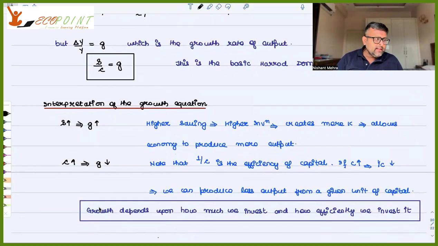So the idea is that growth is dependent upon how much you invest. Growth is dependent upon savings, savings are converted into investment, so growth is dependent upon investment. And growth is also dependent upon c, or 1 upon c, which is nothing but the efficiency of capital. So you can write that growth depends upon how much we invest and how efficiently we invest, right?